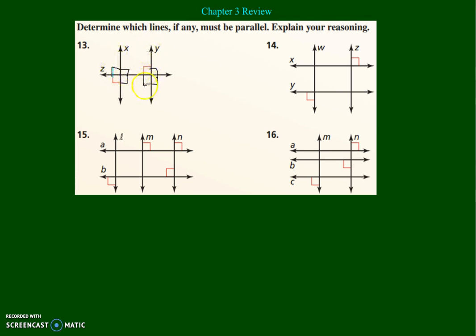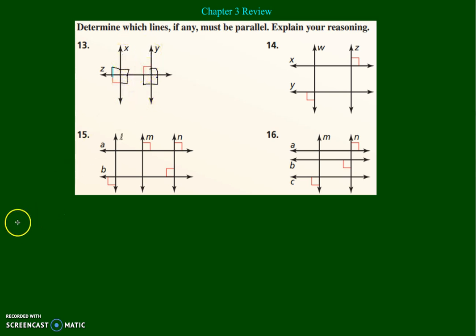So if two lines are cut by a transversal so that the corresponding angles are congruent, the lines are parallel. We have alternate interior, alternate exterior, and we have consecutive interior that are supplementary. So by any one of the 4 converse theorems, we know that these two lines are parallel.